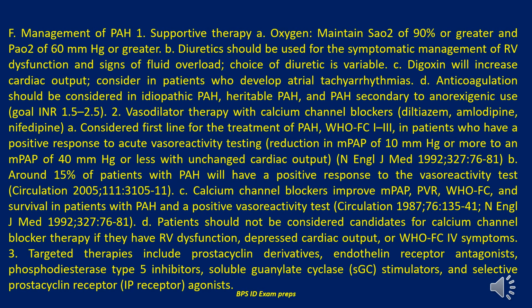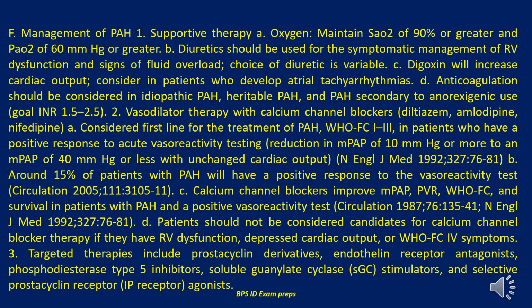F. We will now discuss the management of PAH. 1. Regarding supportive therapy, a. Oxygen should be maintained at an SaO2 of 90% or greater and PaO2 of 60 mm of mercury or greater. b. Diuretics should be used for the symptomatic management of RV dysfunction and signs of fluid overload. The choice of diuretic is variable. c. Digoxin will increase cardiac output.